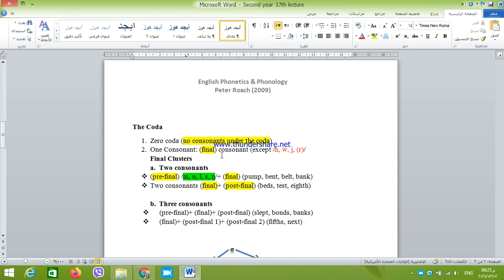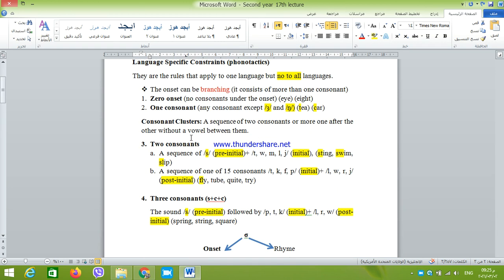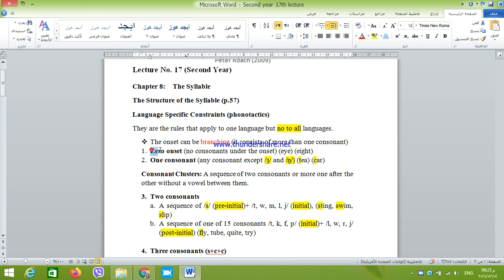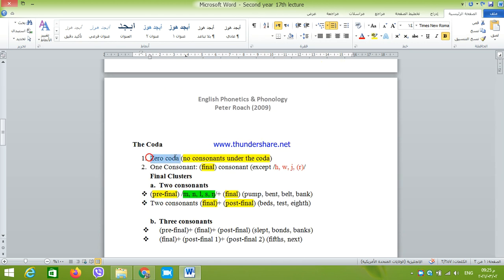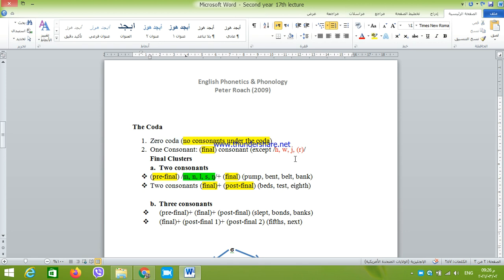Now, what about the coda? The coda is also one of the parts of the syllable. We can have 0 coda as the way we have 0 onset. It means no consonants before the vowel. Here we also can have 0 coda, which means that there are no consonants after the vowel, like the word high, as I said a minute ago. High is only onset plus the vowel, no coda.